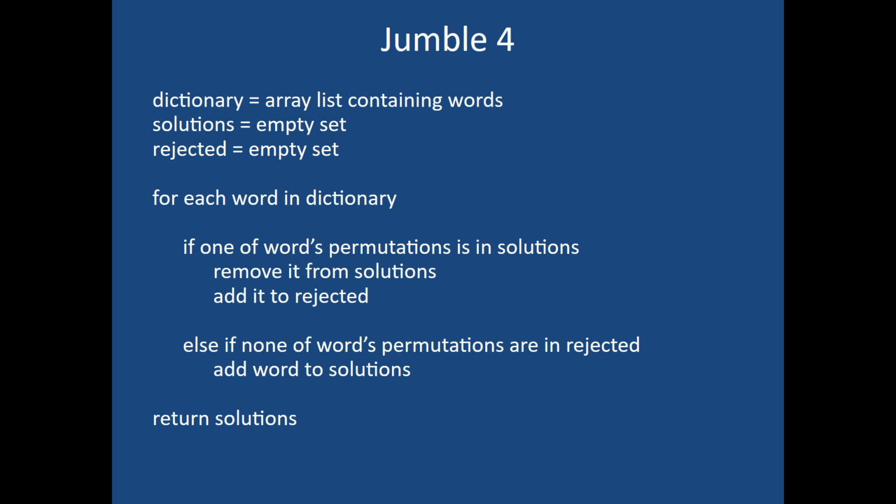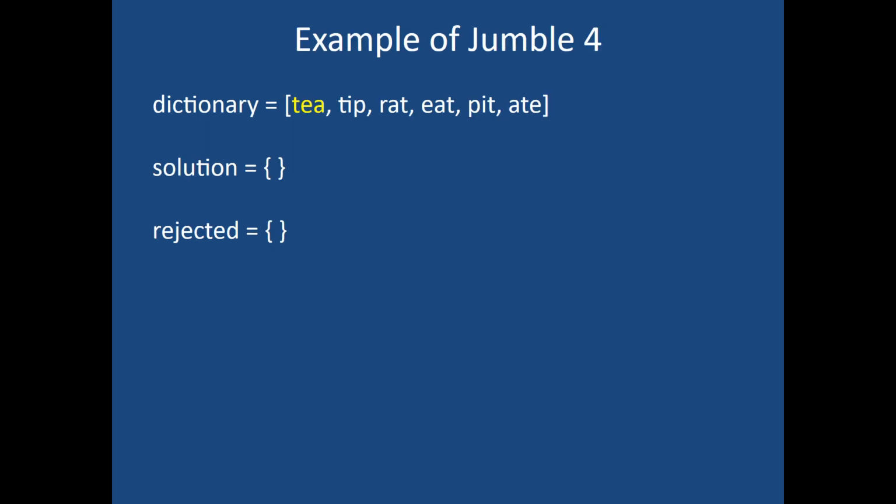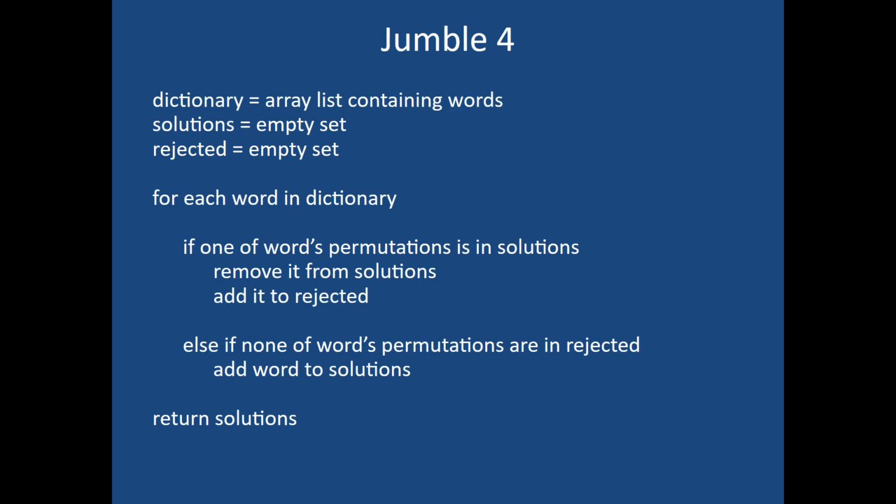Okay. This is going to be different from the previous 3. This is a completely different approach to doing it. What we're going to do is have our dictionary again. It'll be an array list containing words. Then we're going to have a set that starts out empty called solutions, as before. And then we're going to have one called rejected.